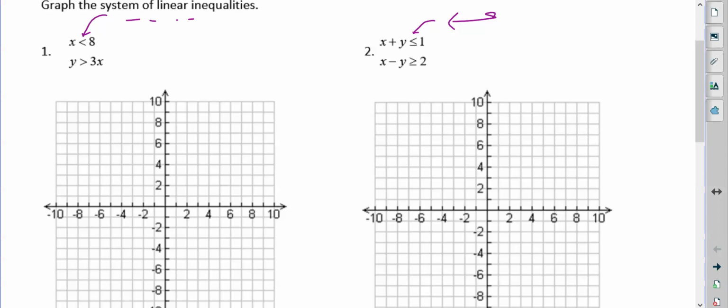So x is less than 8. Well, remember, x equals 8 is a vertical line at 8. So I am going to draw a vertical dotted line at 8, like so. And then you really don't have to test here because it's kind of obvious. Less than is to the left, greater than is to the right.